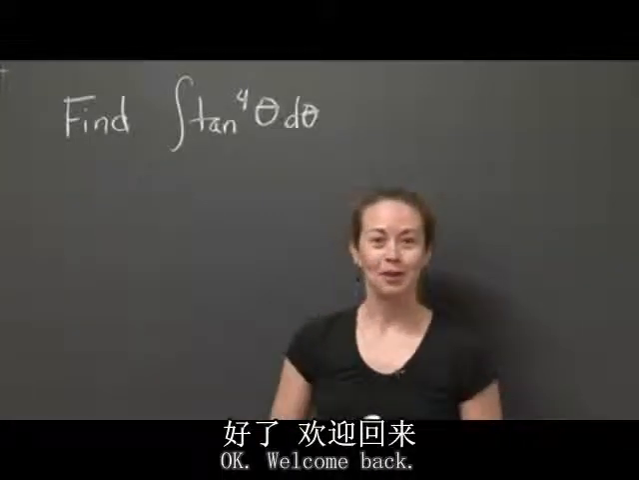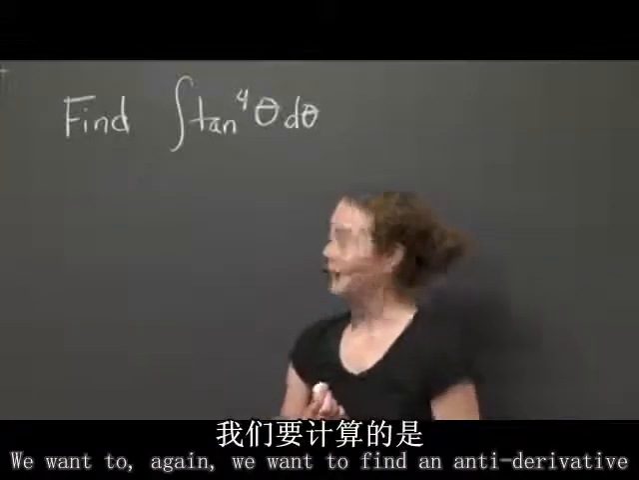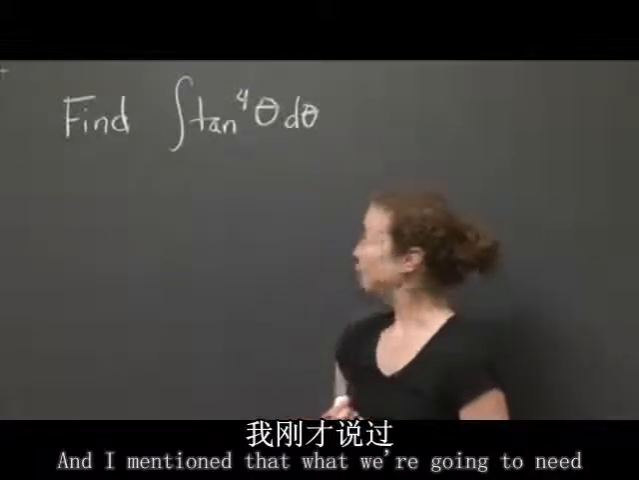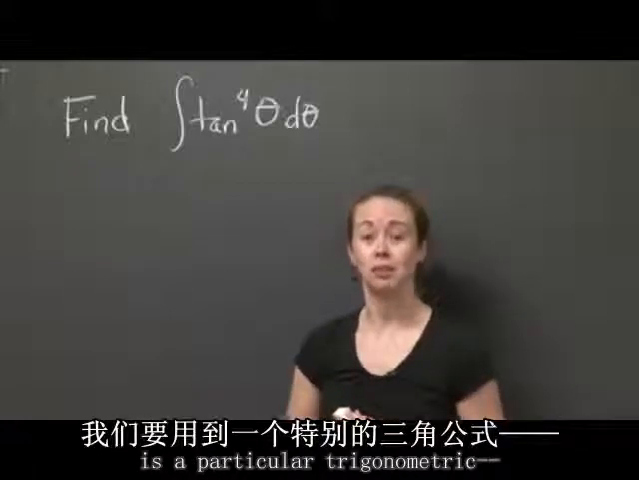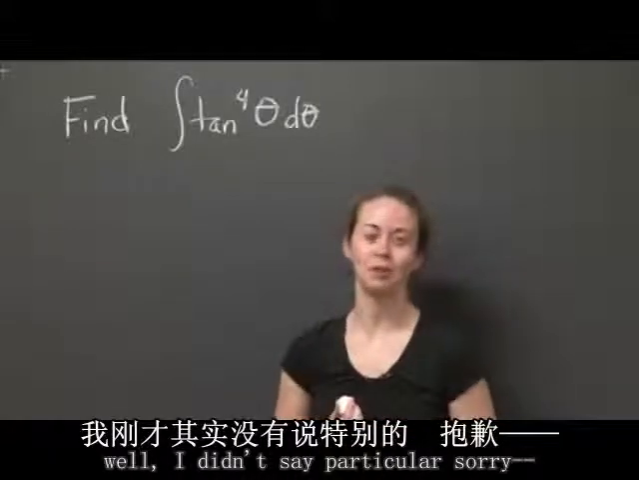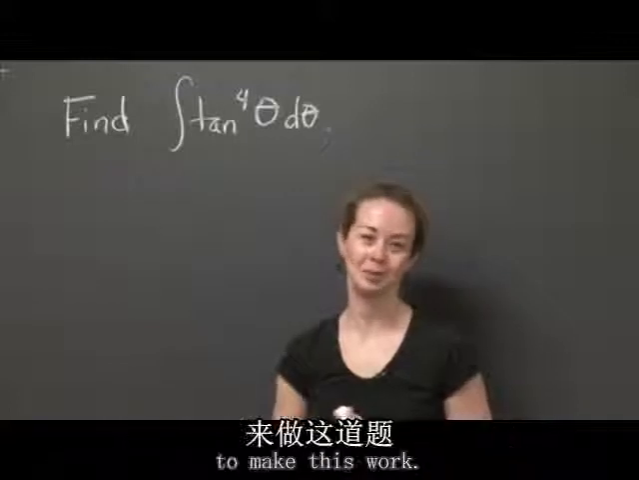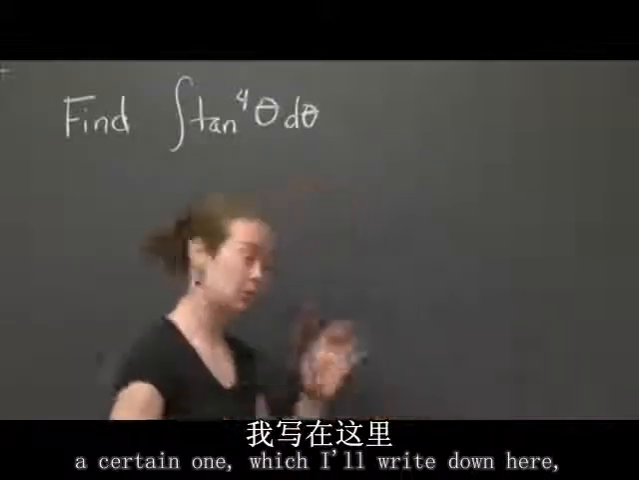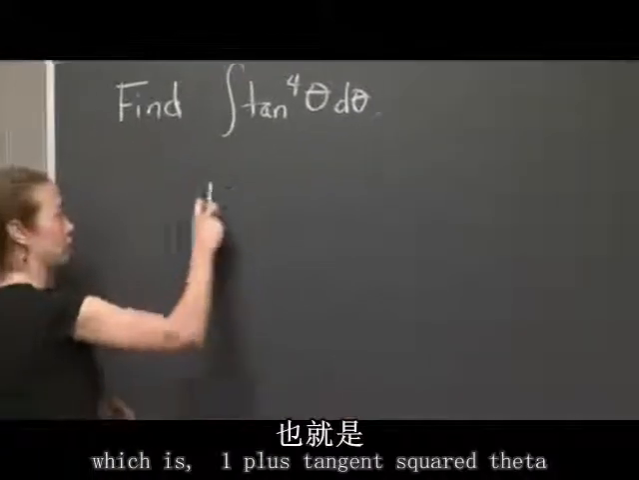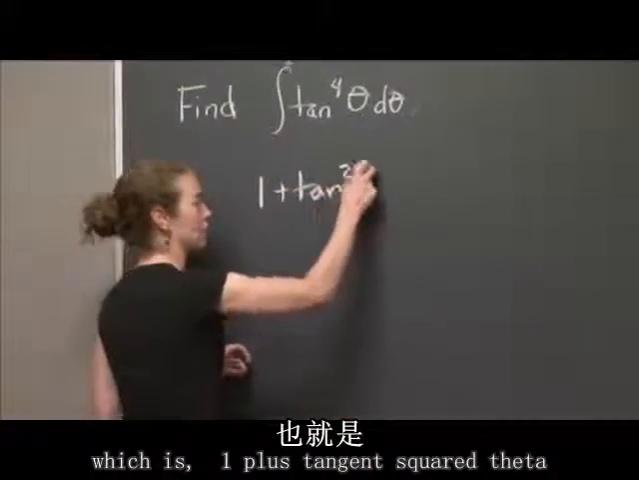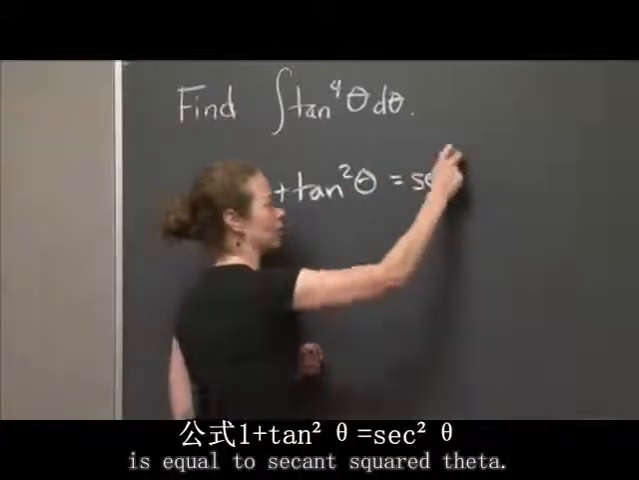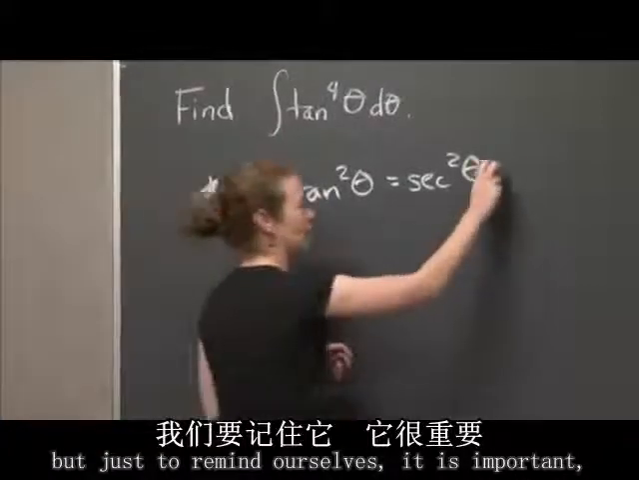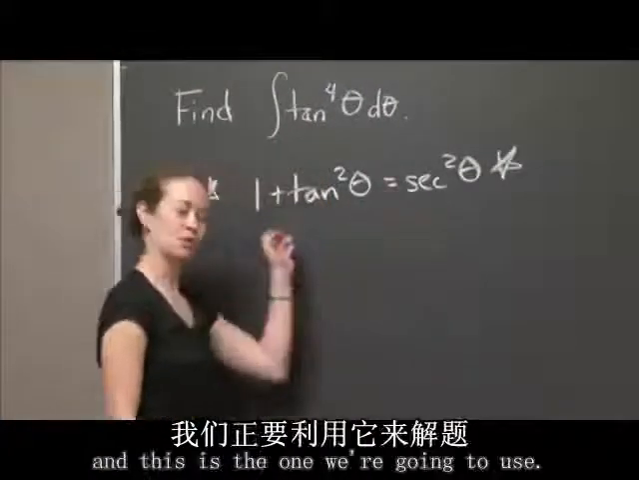Okay, welcome back. We want to find an antiderivative for tangent theta quantity to the fourth. I mentioned that we will need some trigonometric identities to make this work. The one in particular I'll be exploiting is 1 plus tangent squared theta is equal to secant squared theta. We've seen that a fair amount now, but just to remind ourselves, it is important, and this is the one we're going to use.